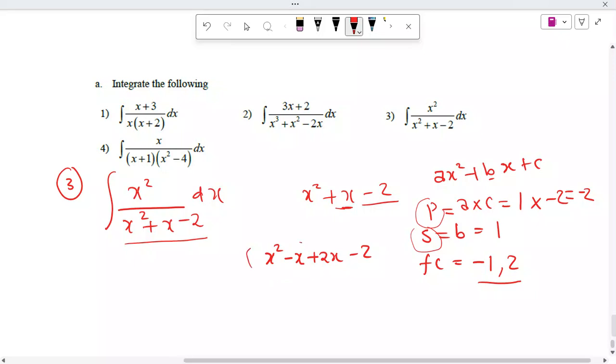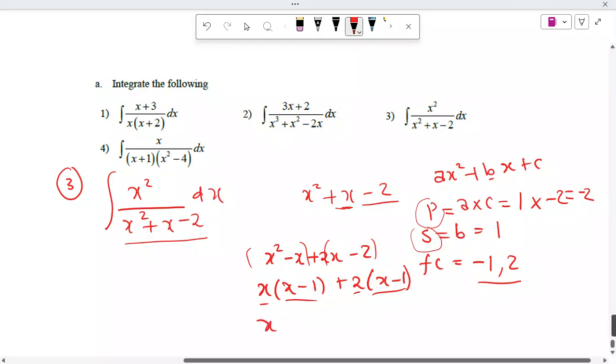Now group. This is worth 12 marks, guys, so just remember nicely and revise. We factor out x from the first two terms, giving x times x minus 1. From the other two we have plus 2, so it's x minus 1 times 2. Then the brackets inside have to be the same. What is outside, group them: x plus 2, and then x minus 1. So this is our denominator.